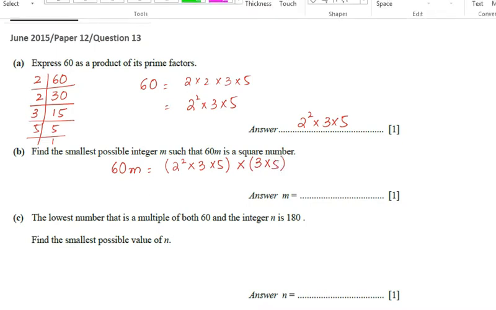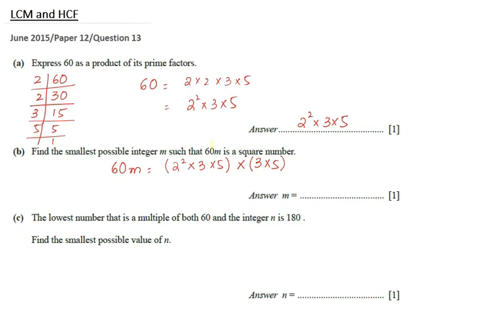Now, 2 is already a square. So this 3 multiplied by this new 3 will be 3 square. And similarly, this 5 multiplied by this new 5 will become 5 square. So now each factor is a square: 2 square, 3 square and 5 square. So it means that 60 will become a square number then.